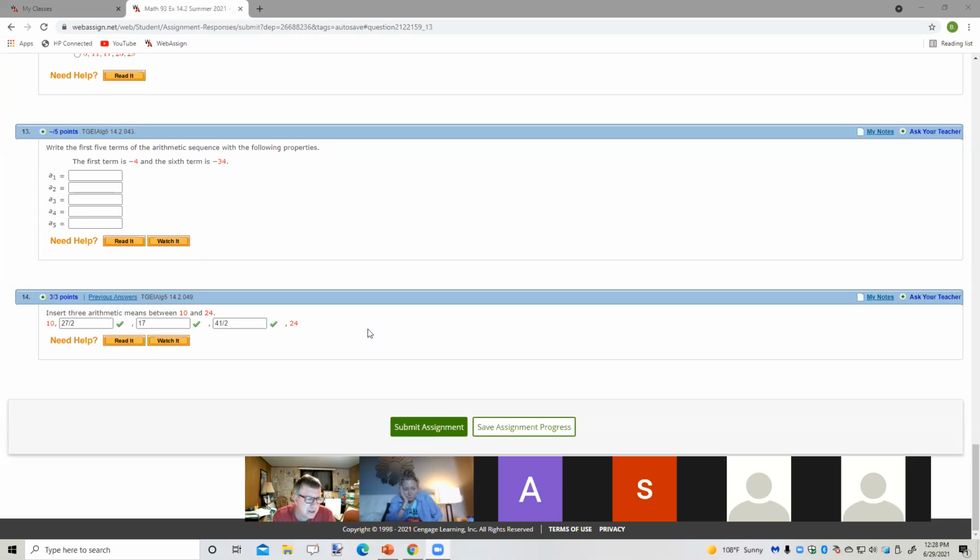Now, 27 halves would be what? 13.5. So you could put 13.5 in there. But if it comes out to some repeating decimal or big long thing, don't go there.